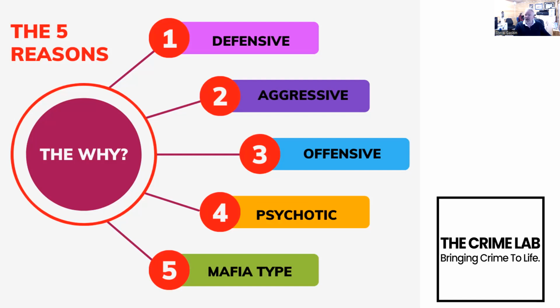You can look at them, and I've just used a one word, and I'm going to expand on those. The first one is defensive. The second one is aggressive. The third one is offensive. The fourth one is psychotic. And the fifth one I've described as mafia type.